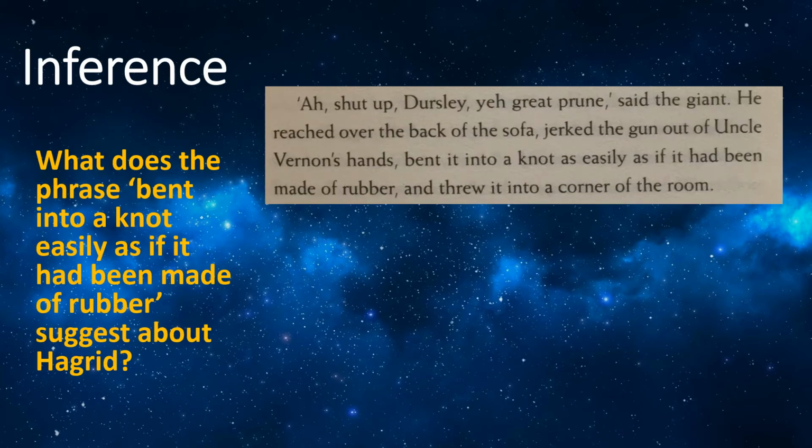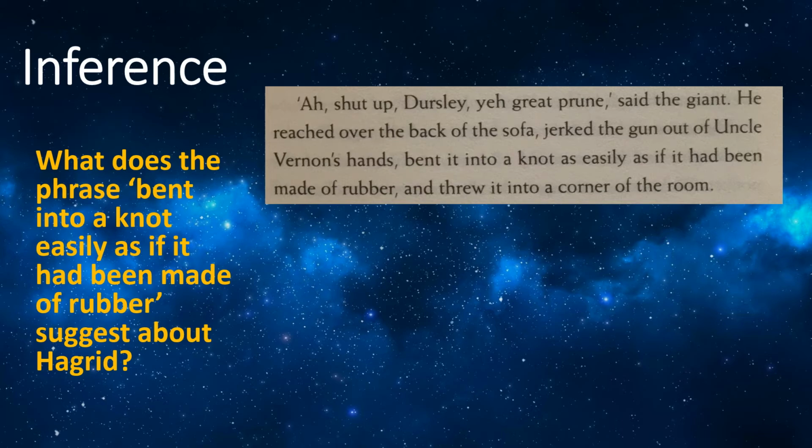Okay, so it's not just retrieving information. When we talk about imagery, you can use your inference skills to answer questions too. The question is, what does the phrase "bent into a knot easily as if it had been made of rubber" suggest about Hagrid? So let me read the text.